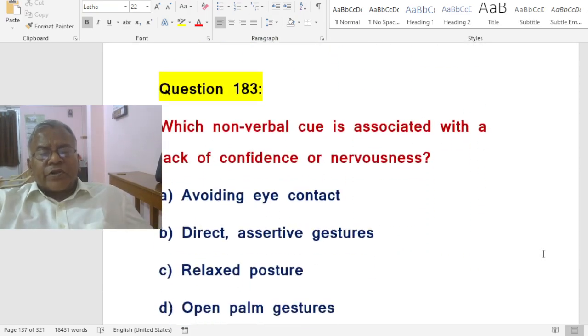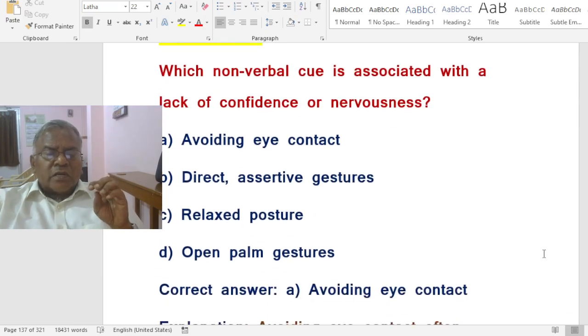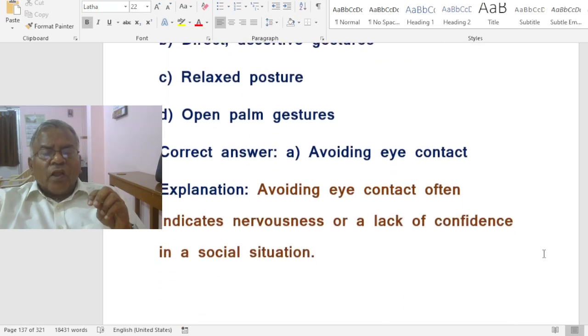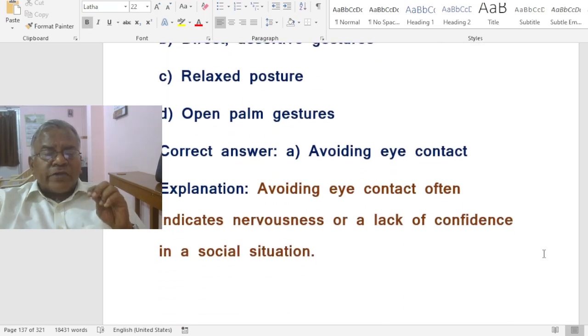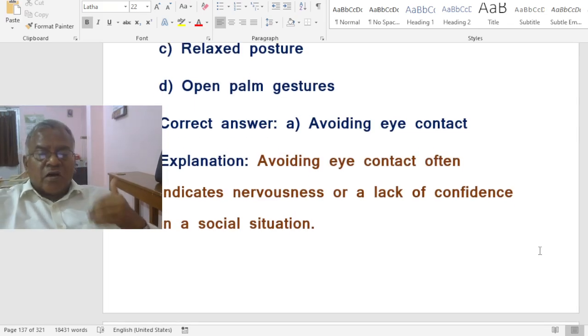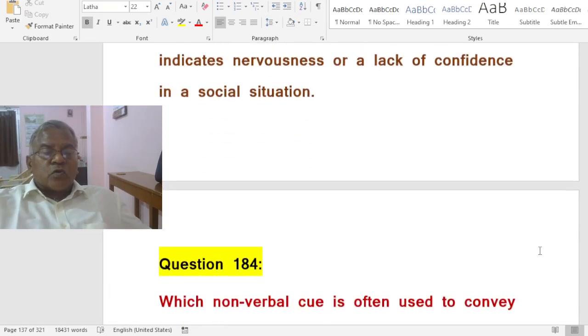Which non-verbal cue is associated with a lack of confidence or nervousness? So that is avoiding eye contact. Avoiding eye contact often indicates nervousness or a lack of confidence in a social situation.